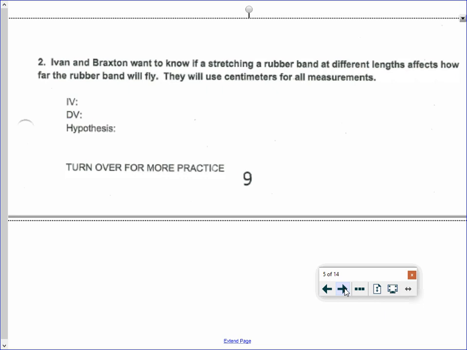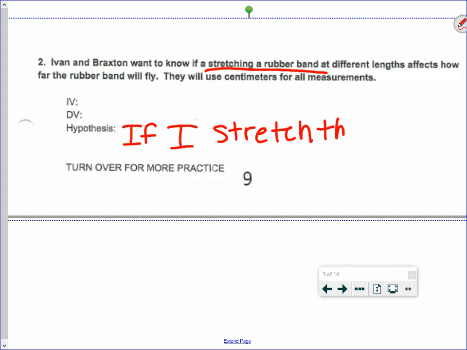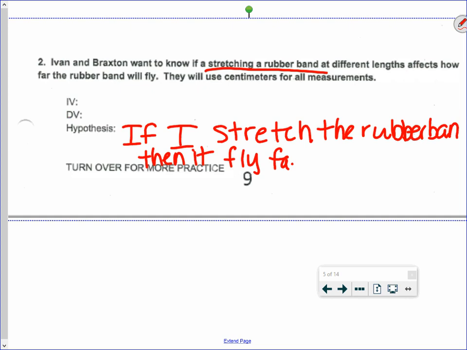So my hypothesis, what is my prediction? What words am I starting with? If. What are we going to do? Well, you're going to stretch your rubber band. If I stretch the rubber band, then what do we want it to do? We want to see how far it's going to fly. Farther. You have to be definitive. You have to tell me what you think is going to happen. You have to tell me exactly what you're going to do.